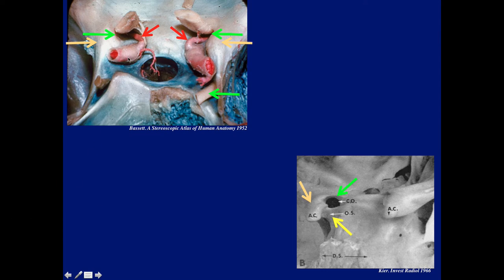Now I want to point out this relationship here. We're looking here from above at a dissected specimen. This is the sella turcica with the diaphragma sellae. We're looking from above. The dorsum is here. These are the two optic nerves entering the optic canals. And we see this is the carotid artery coming out of the cavernous sinus. And these are the ophthalmic arteries entering the optic canal below the optic nerve. And again, the two clinoids on either side.